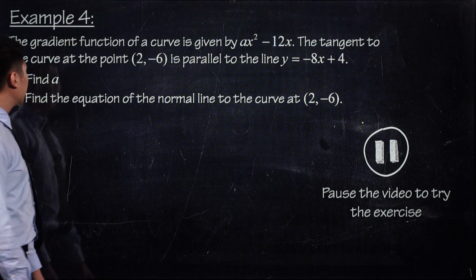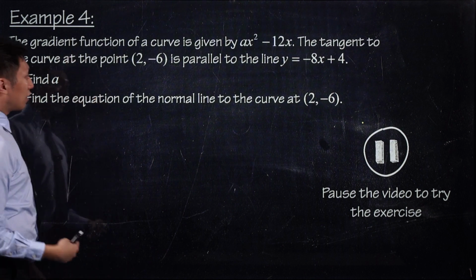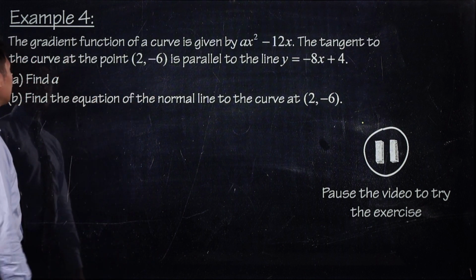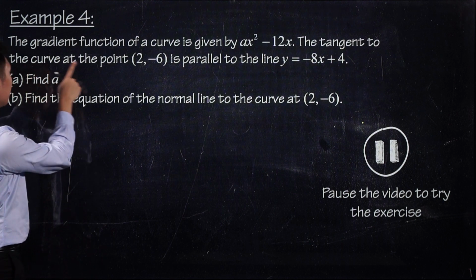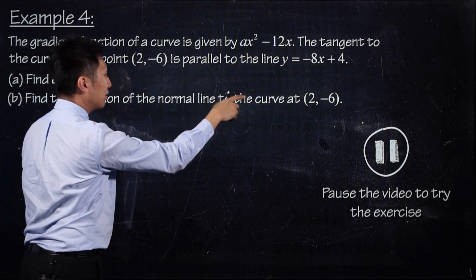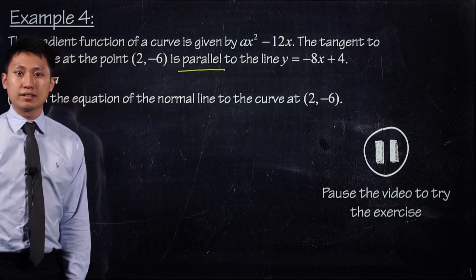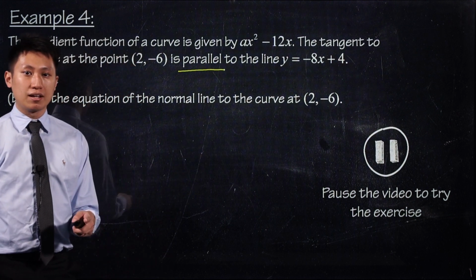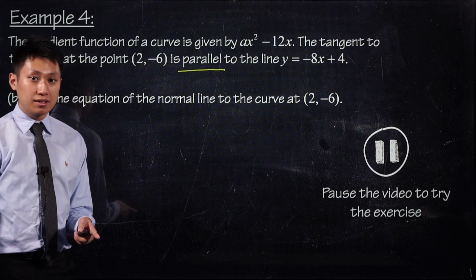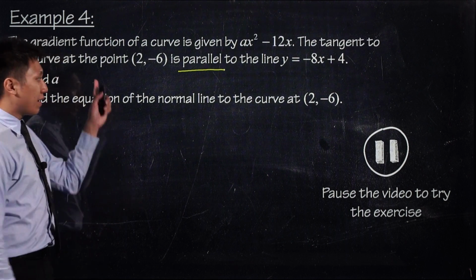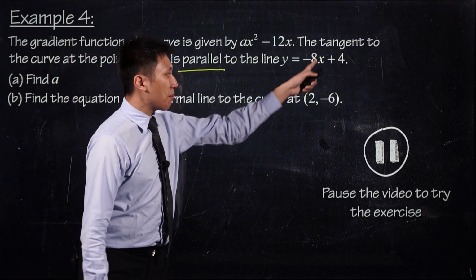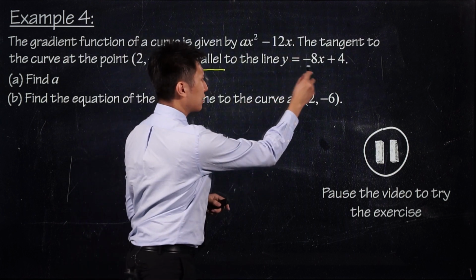All right. So the gradient function of a curve is given by this. The tangent to the curve at the point (2, negative 6) is parallel to the line. What does it mean by parallel to the line? It means they have the same slope. dy/dx is the same as m, negative 8. Okay, this is the slope.